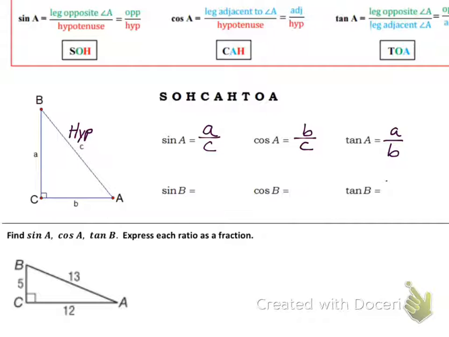I want you to go ahead and do the ones underneath it. Go ahead and do those three underneath it. So you're going to find your sine of B, cosine of B, and tangent of B.